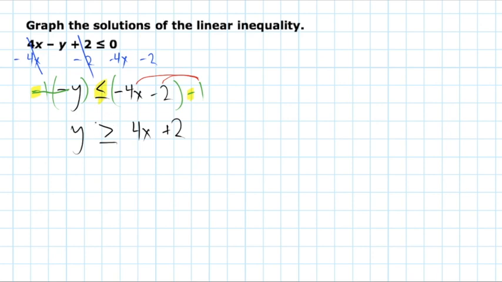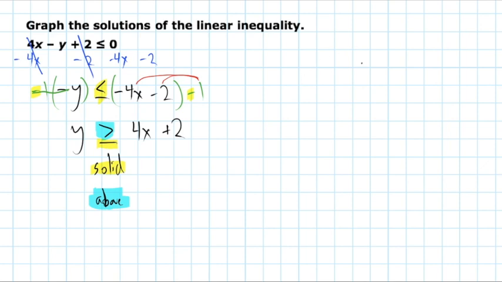So I want to look at the symbol that I have. This is the greater than or equal to, and it's going to tell me the two things I need. Since we have the or equal to piece, it's going to be solid. And because it is greater than, we are going to be shading above the line. So we're making it solid and we want to shade above the line.